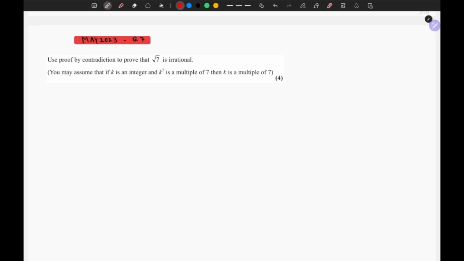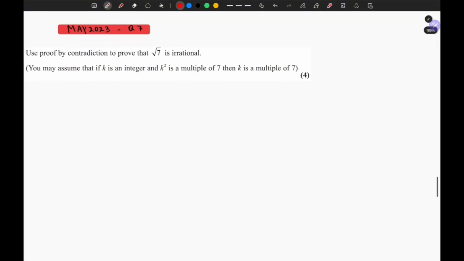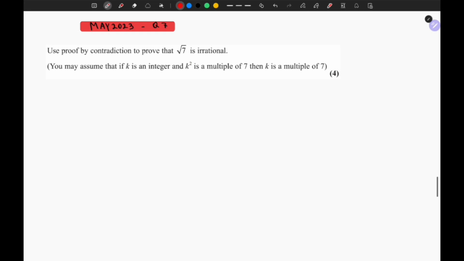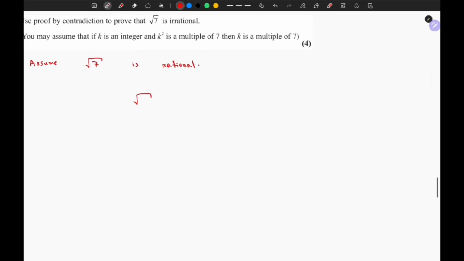This is from May 2023, question 7. So this question is actually the steps are identical to the previous ones. We need to prove by contradiction that root over 7 is irrational. So the assumption will be pretty simple. So we need to assume that root over 7 is rational. So since this is rational, root over 7 can be written in a fraction format, which is a divided by b, where a and b are constants, and this fraction must be in its simplest form.